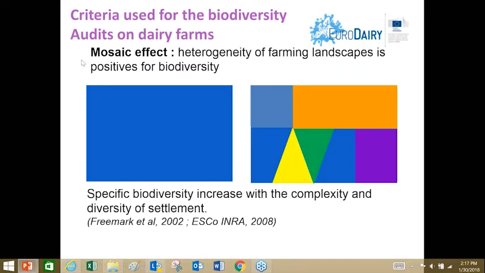To start with, the first component is the mosaic effect. By the mosaic effect, we mean that heterogeneity of the farming landscape is positive for biodiversity. Like you can see in the illustration here, if you have 20 hectares of just maize, that's not very good for biodiversity. While if you have the same area, but with 5 hectares of maize, 10 hectares of barley, and 5 hectares of grassland, that's a lot better, because that increases the complexity and the diversity of the area, and that increases what we call specific biodiversity.